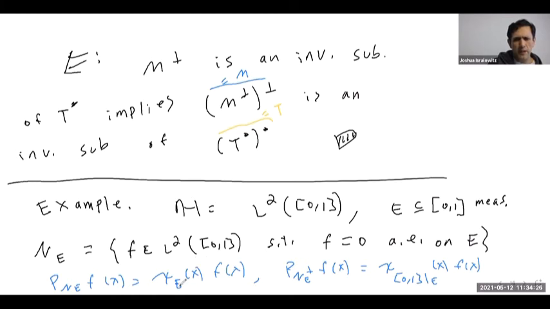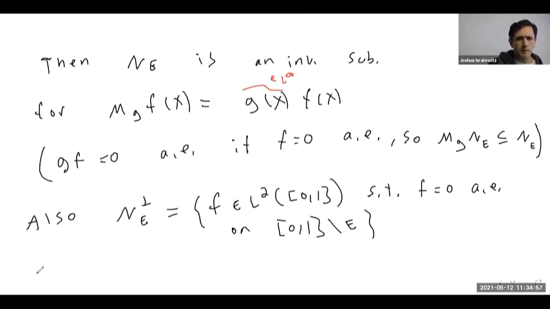Yeah, and this gives you a trivial decomposition of any L2 function into something in N_E and something in the orthogonal complement of N_E. Just take an f: characteristic function of E times f, plus characteristic function of 0 to 1, take away E, times f. Right? And same idea, there's really not much to this.